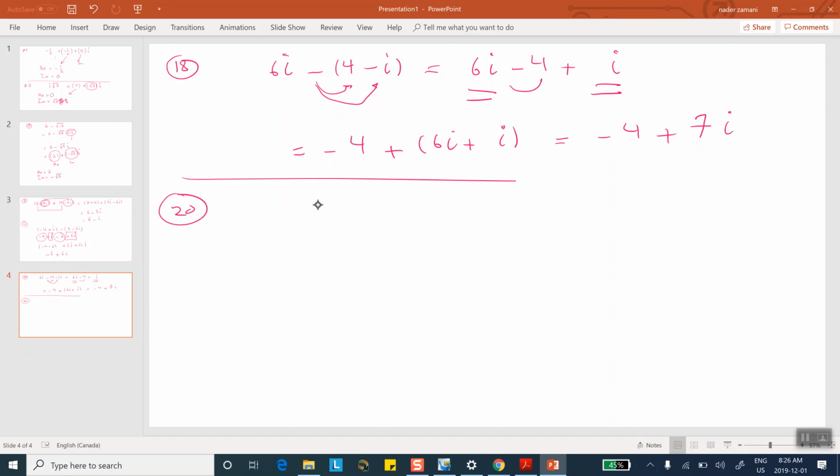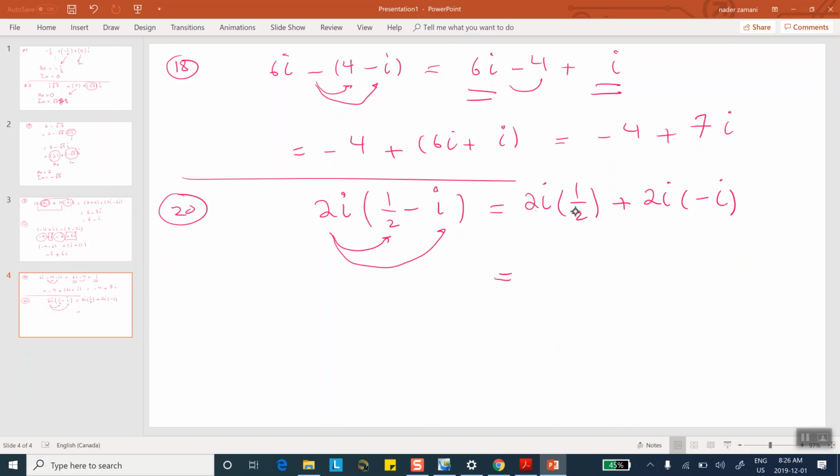Next one, number 20. Okay, it goes like this. 2i times 1/2 minus i. Now remember we talked about foiling. It's just like regular numbers. So we foil this. So it's going to be 2i times 1/2 plus 2i times minus i.